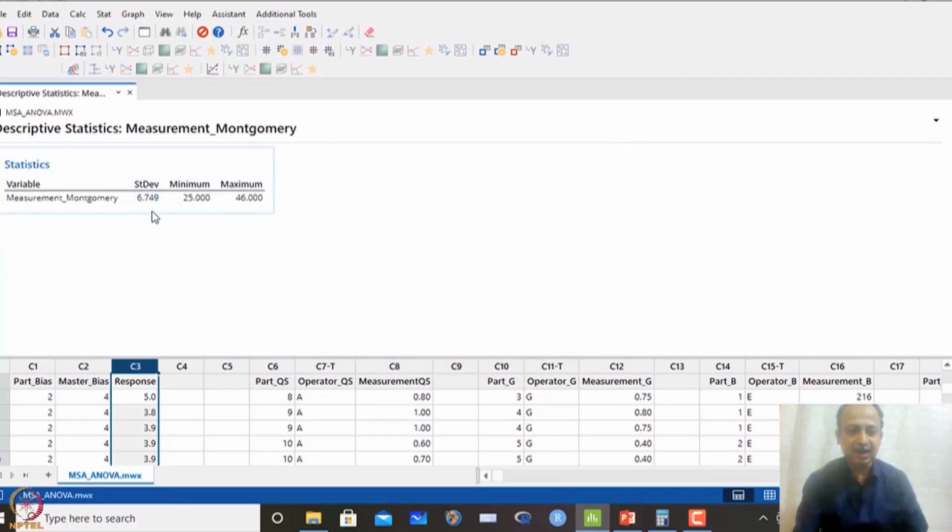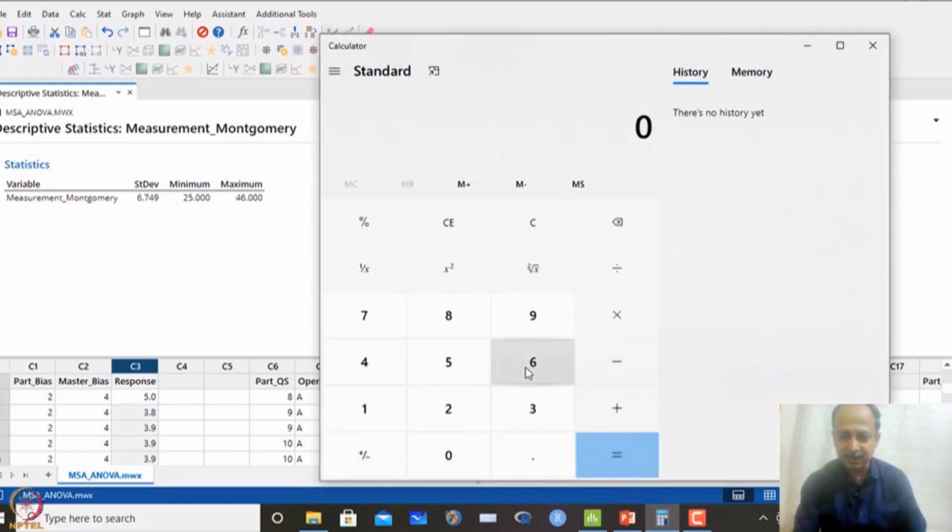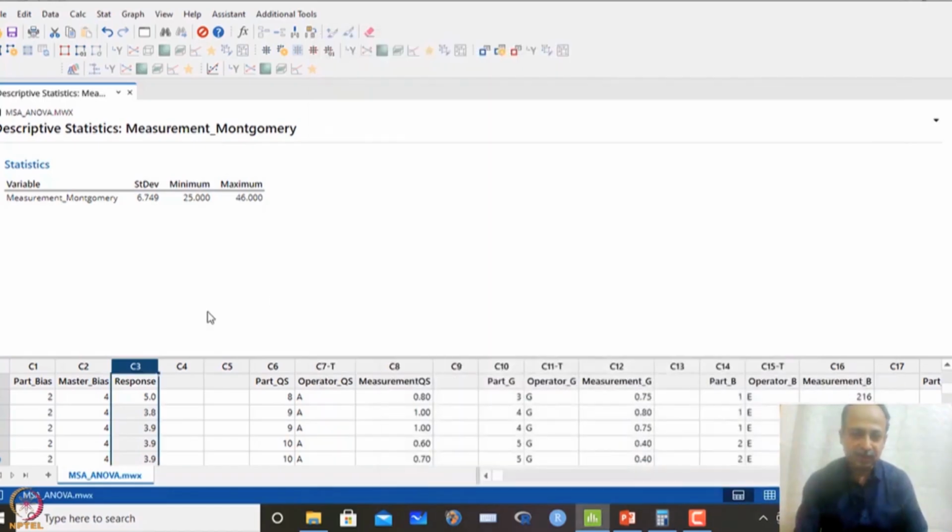It is around 6.775, let us say 6.75. So, in this case I can use the calculator. 6.75, if you multiply it with 6, is around 40.5.